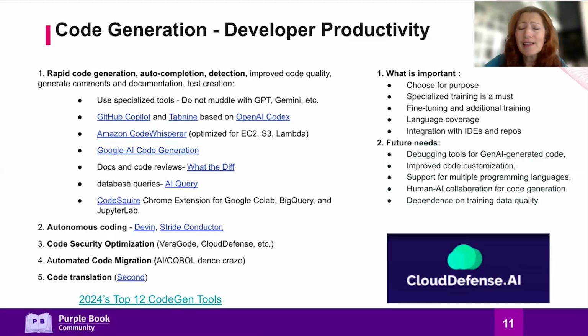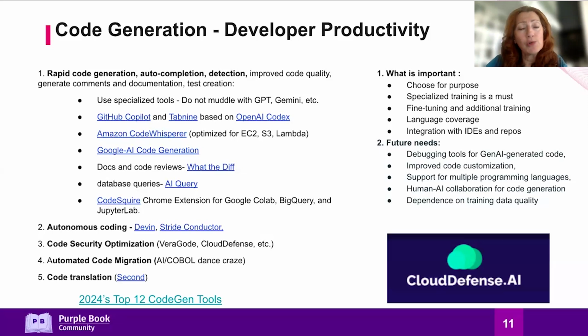Now, we have a lot of downsides. We need debugging tools because we really need to know what my assistant went and did. There are a lot of improvements needed around code customization, multiple language support, and this human-AI collaboration, how does it work? Companies are not sure. But again, that's kind of the future direction.